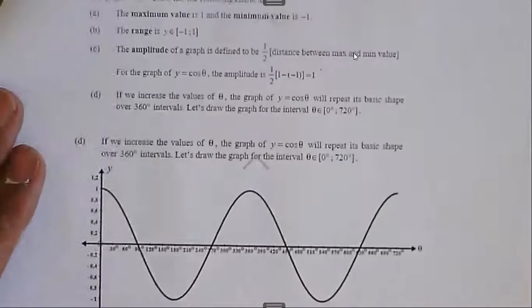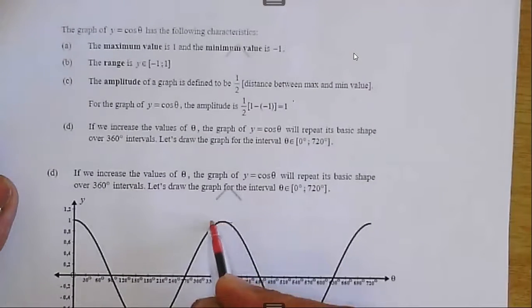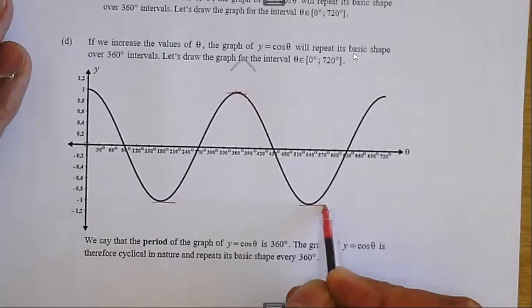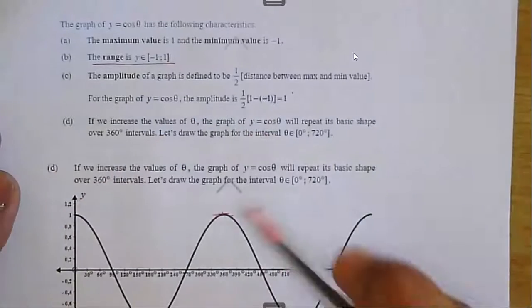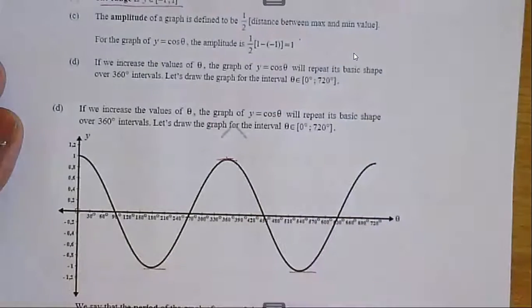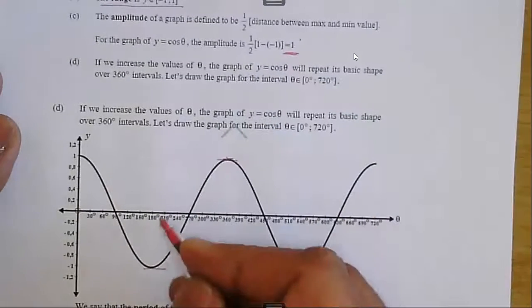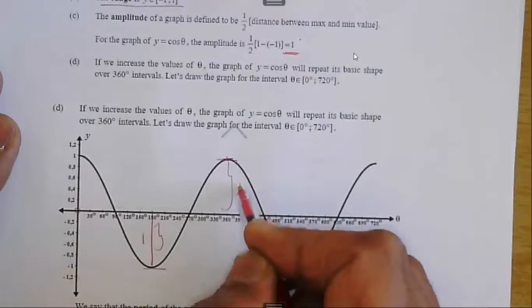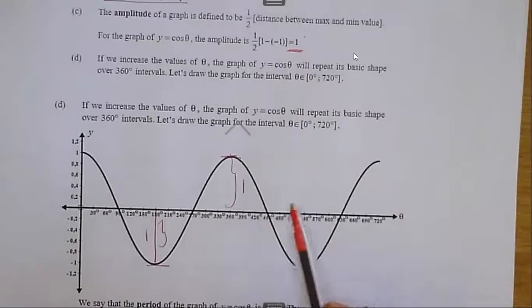So a cosine graph, people, also has a maximum value of 1 and a minimum value of -1, same as the previous graph. The range is also between -1 and +1, same as the sine graph. The amplitude is also 1. See there? That is a 1. So same as the sine graph, the amplitude is also 1.